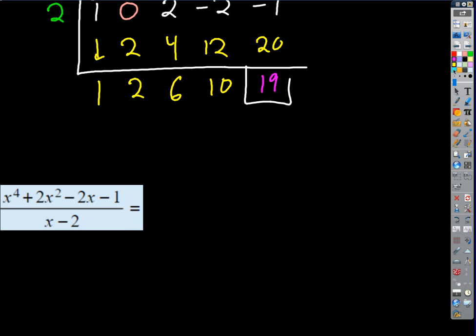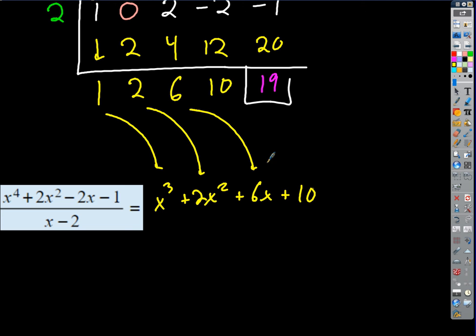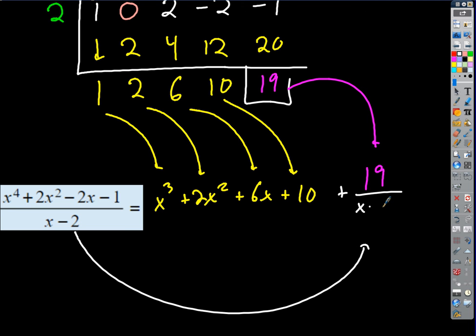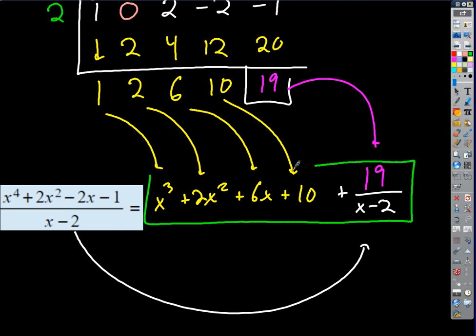So then we end up with x cubed plus 2x squared plus 6x plus 10, plus 19 divided by x subtract 2. That's it, right? So that is our answer. Too easy. Pretty easy.